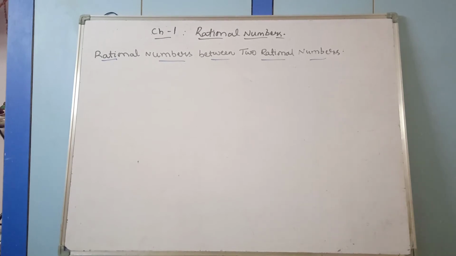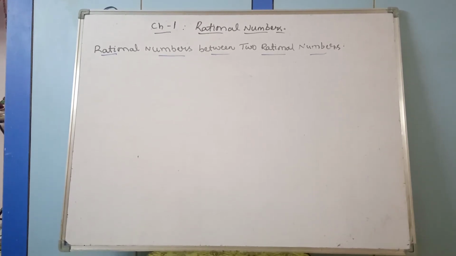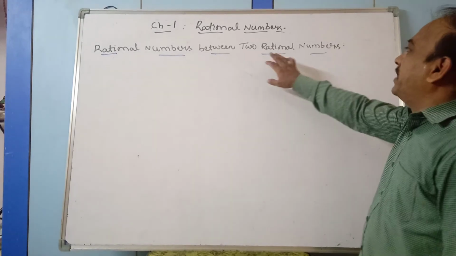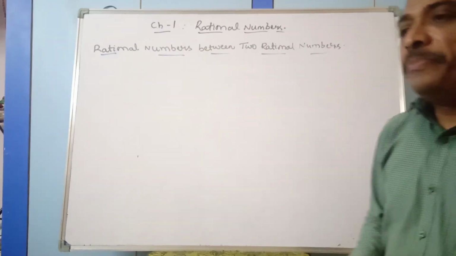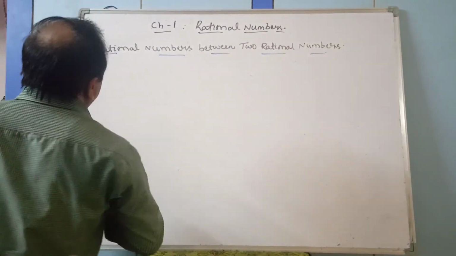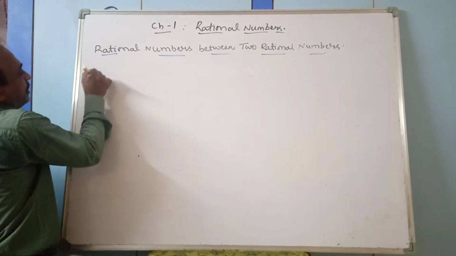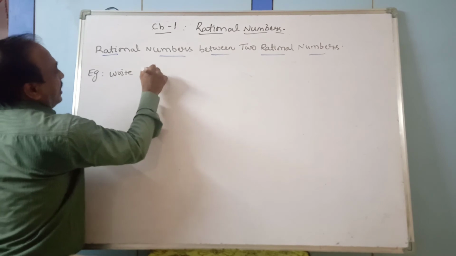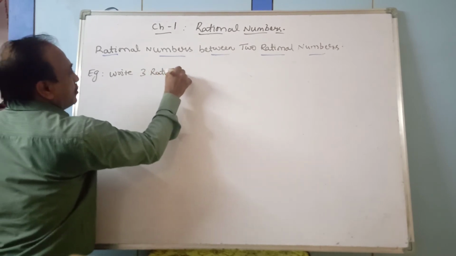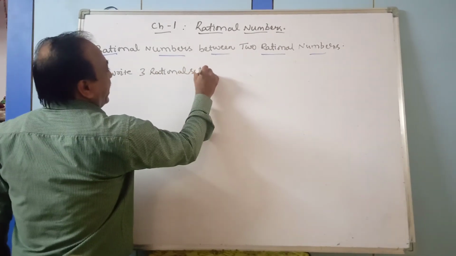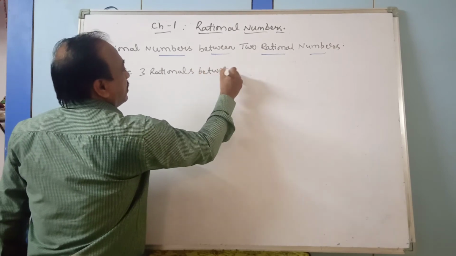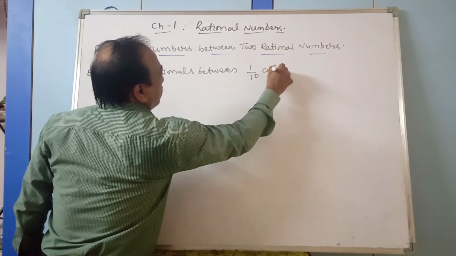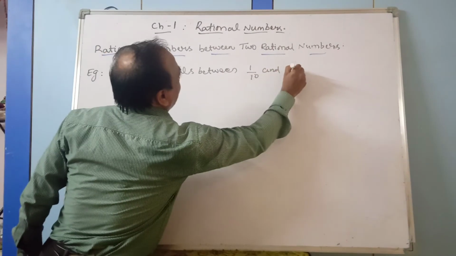Represent rational numbers between two rational numbers. So we are finding rational numbers between two rational numbers. Example, you see here. Write three rationals between 1 by 10 and 5 by 10.